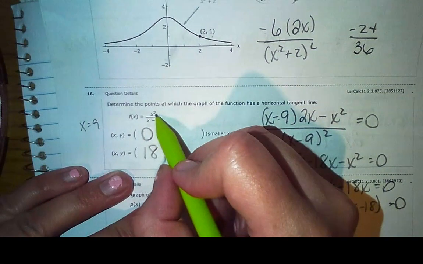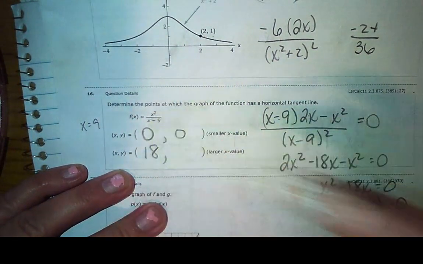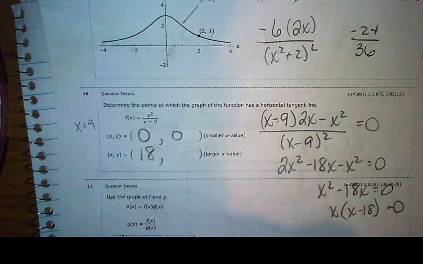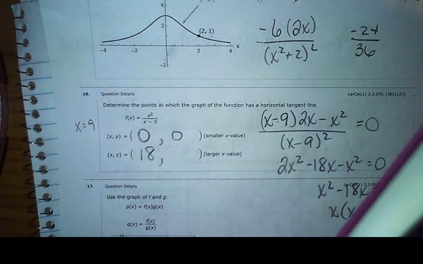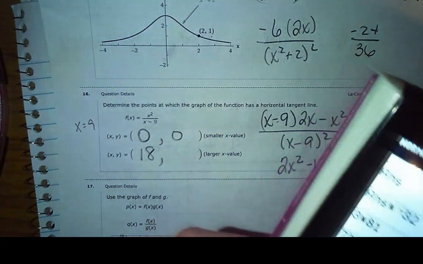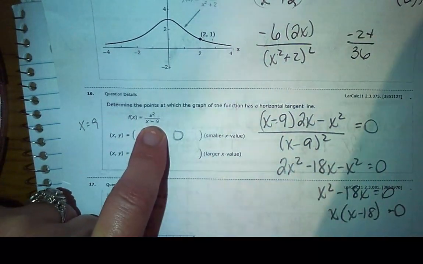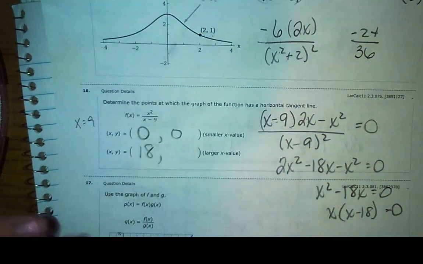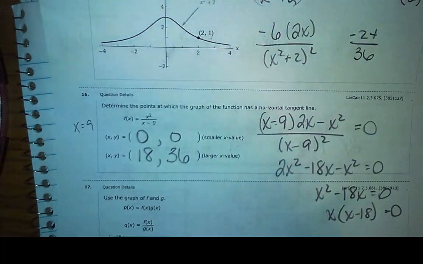So I've got 0 over -9, which is 0. And then 18 squared, I've lost control of my life. All right, 18 squared is 324, divided by 18 minus 9, which is 9, and I get 36. So this has a y value of 36.